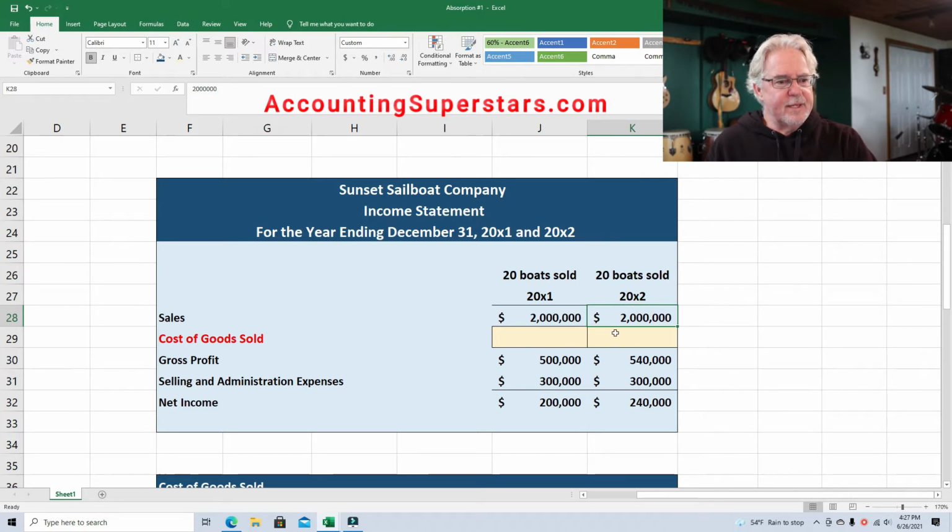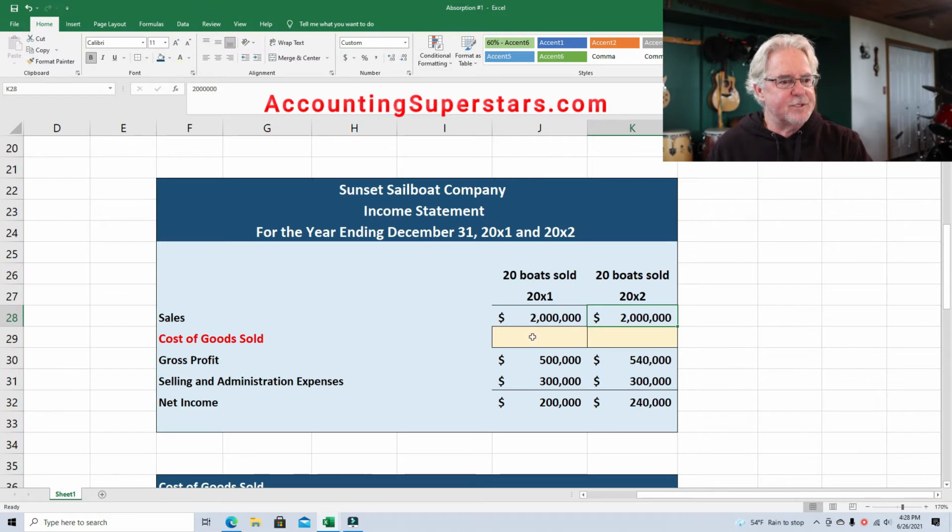Now, in a moment I'll uncover cost of goods sold, but look at this. Gross profit is better in 2002, and selling and administrative expenses are identical either year, and net income is better in 2002. So why is it better? They sold 20 boats in both years. Why would the income statement be better in 2002, especially if all the costs were the same? In the office, in the factory, they were all the same.